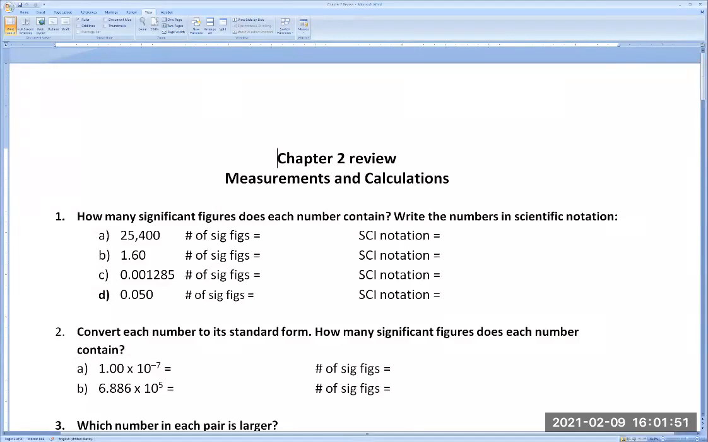So we'll start the chapter 2 review, with the first question. Chapter 2 is on measurements and calculations, and it's to prepare you to do what we call in chemistry stoichiometry. So all kinds of calculations where you have conversions of units. And this chapter is preparing you by having you practice converting between regular units of volume, length, mass, etc. And when you do measurements, you have to pay attention to significant figures.